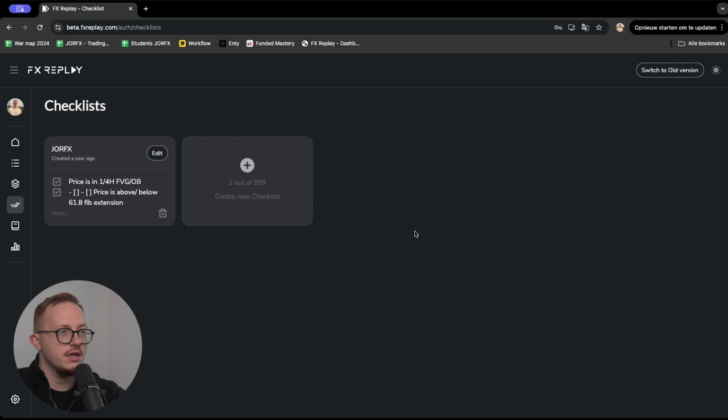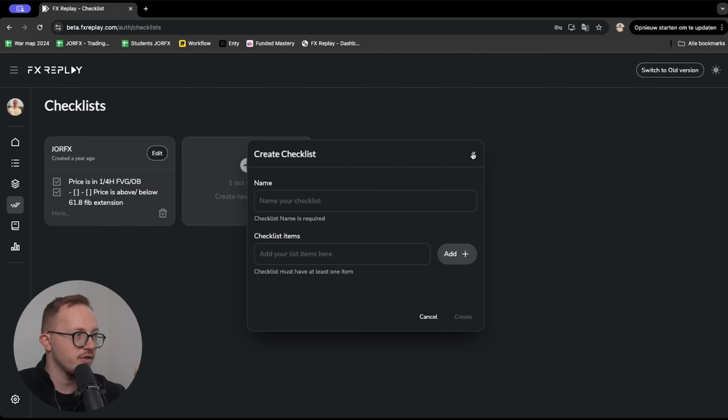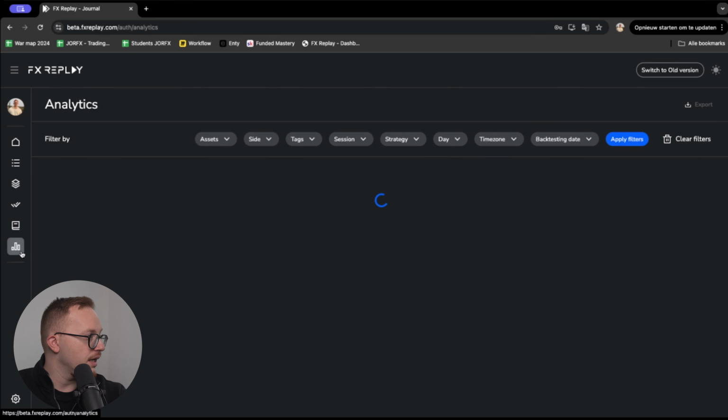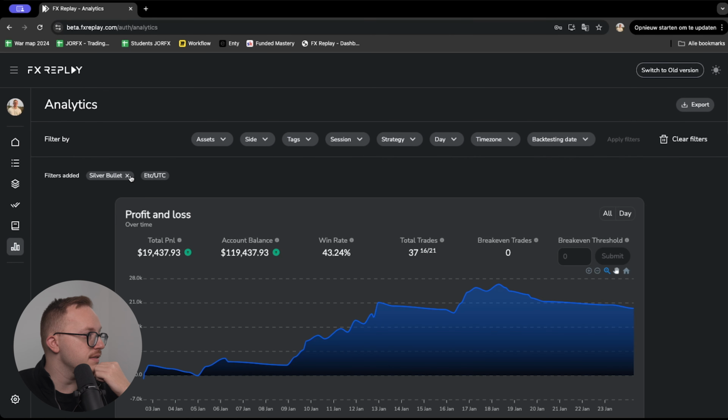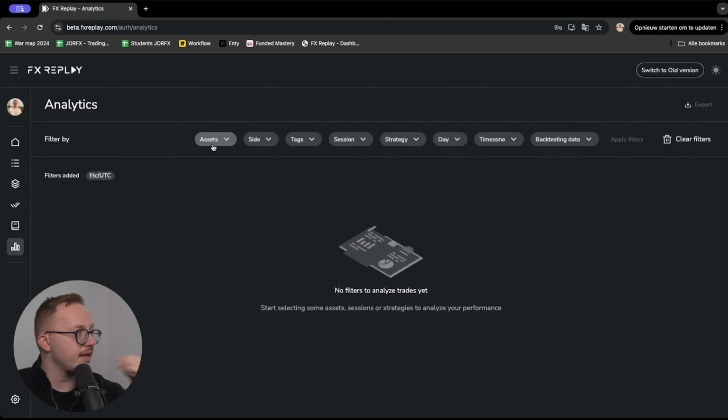Then you also have checklists. Also not been using that very regularly. The same thing. I didn't see a real purpose in the V1 for this, but right now I think it is definitely very nice to have these checklists on here. Then there's the journal that we discussed. And then right here you have analytics. I think this is so amazing. So you can add filters. So right now there are no filters to analyze trades yet.